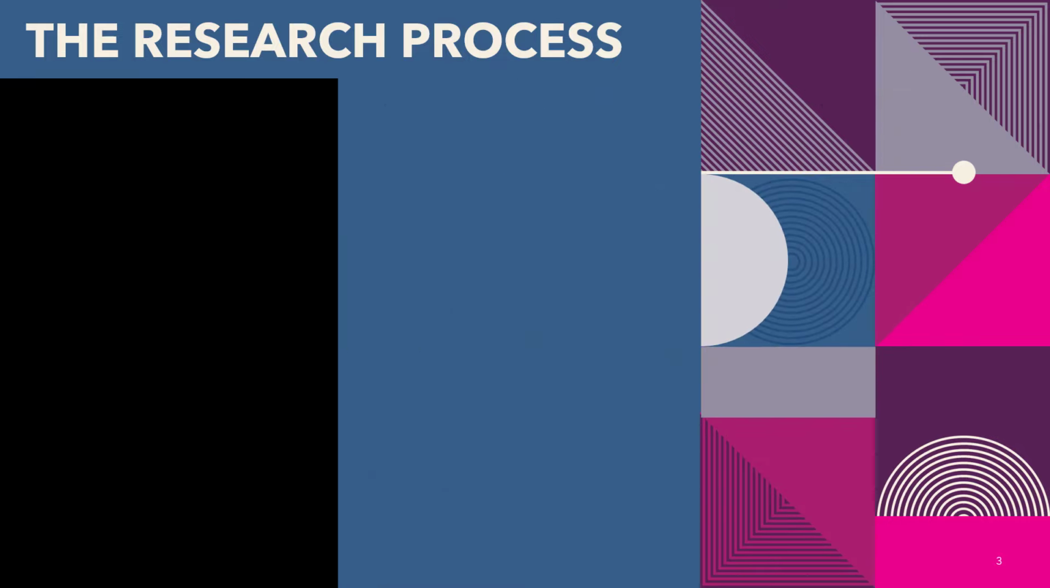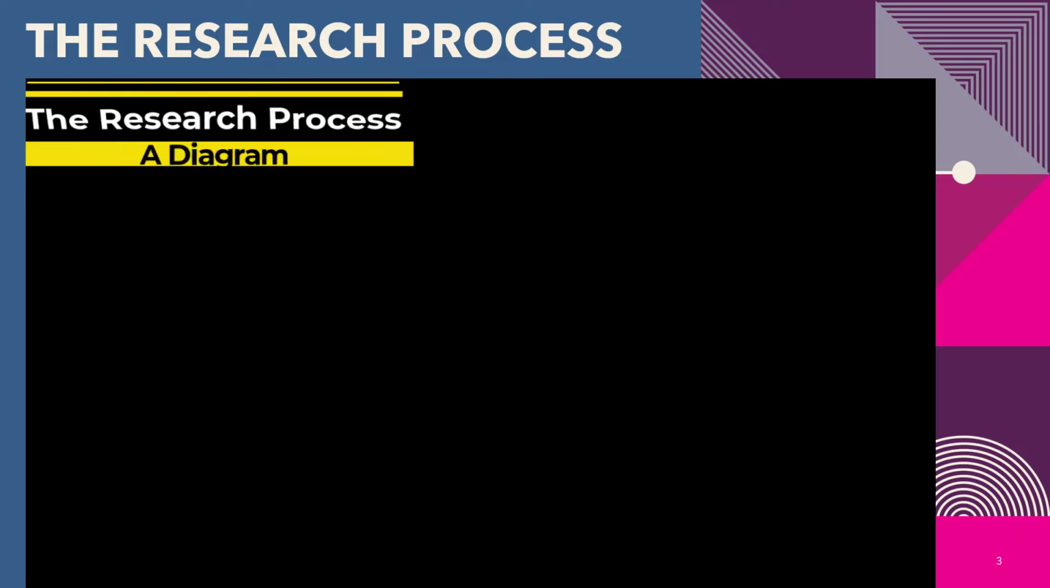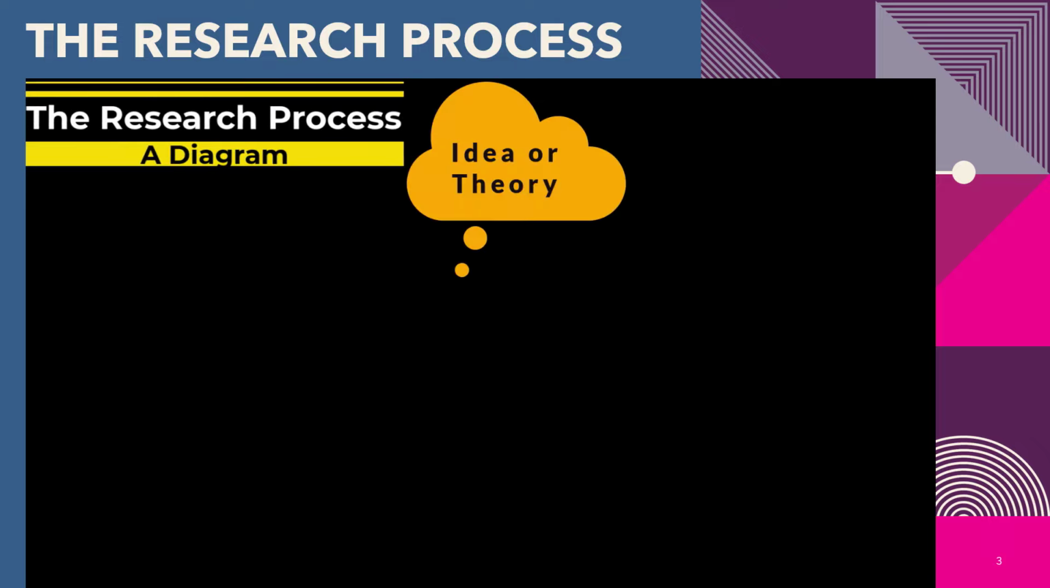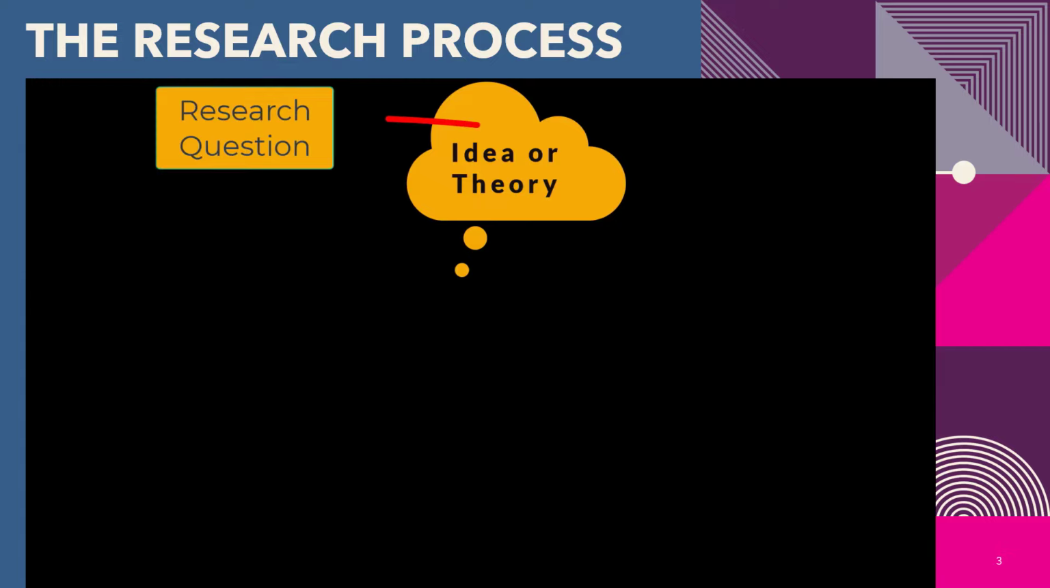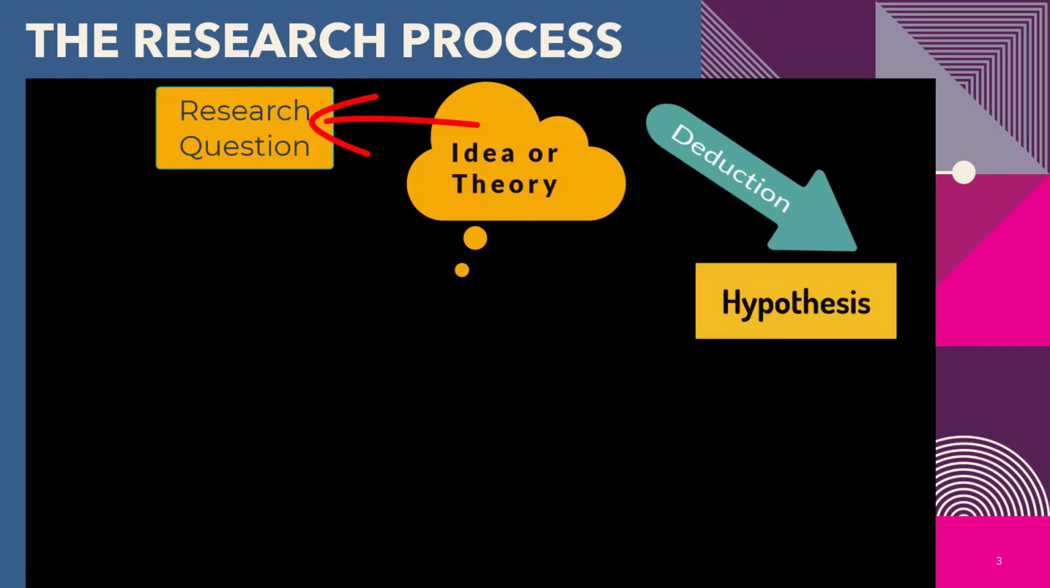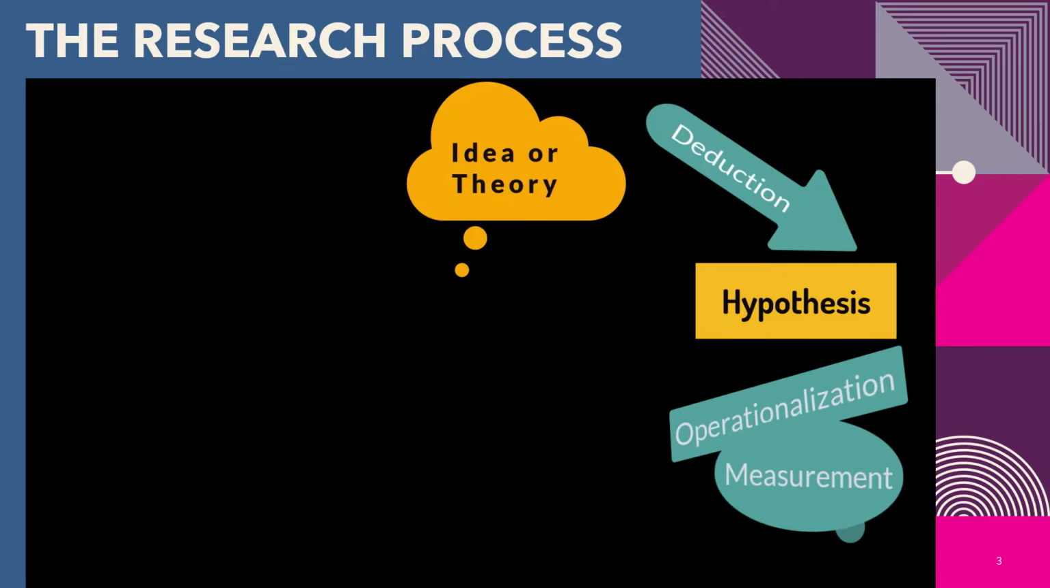Let's quickly summarize the research process through a circular diagram. In the beginning, you start with an interest, a theory, or an idea for which you wish to find out more. In research design courses, we may call the theory a research question. Through the process of deduction, you develop testable hypotheses. After posing hypotheses, you decide on a design and methods for research.